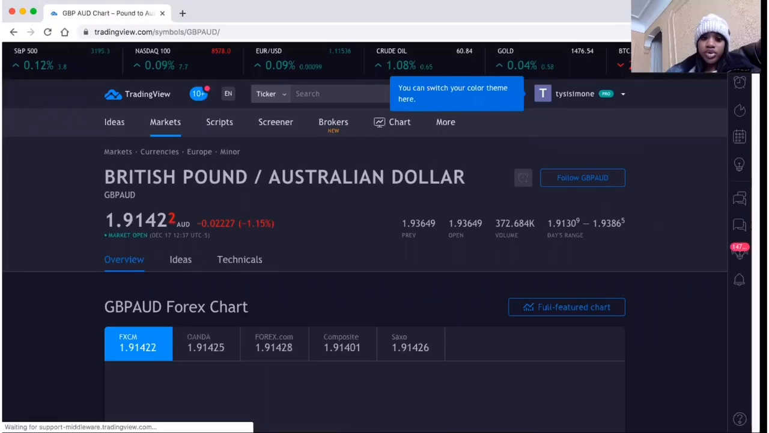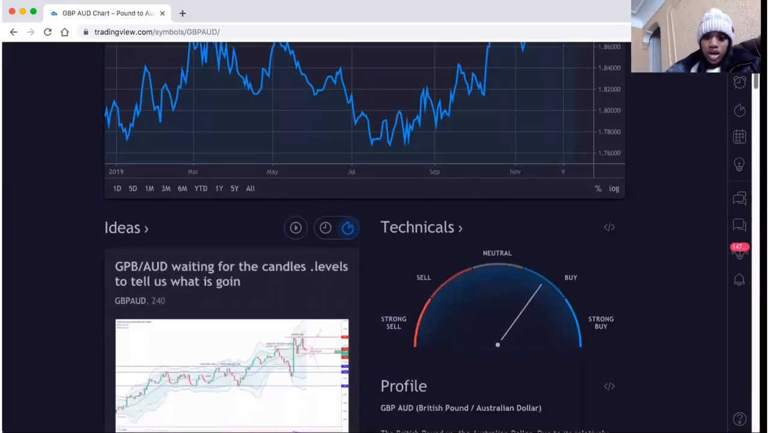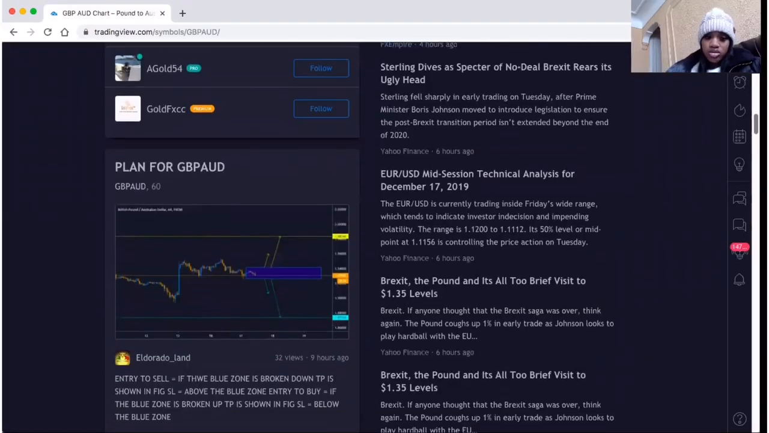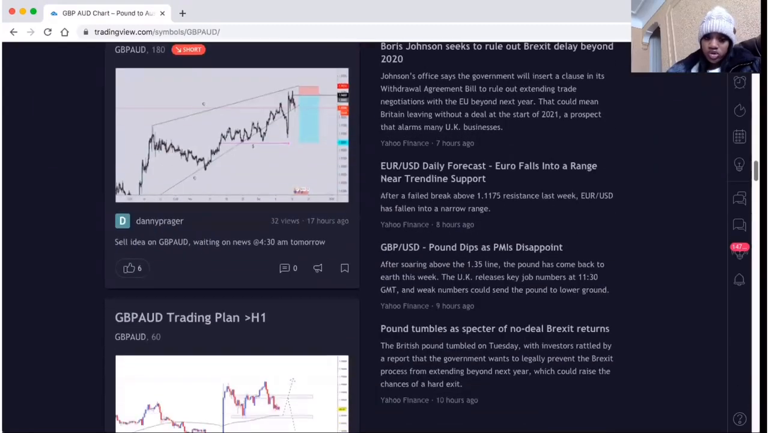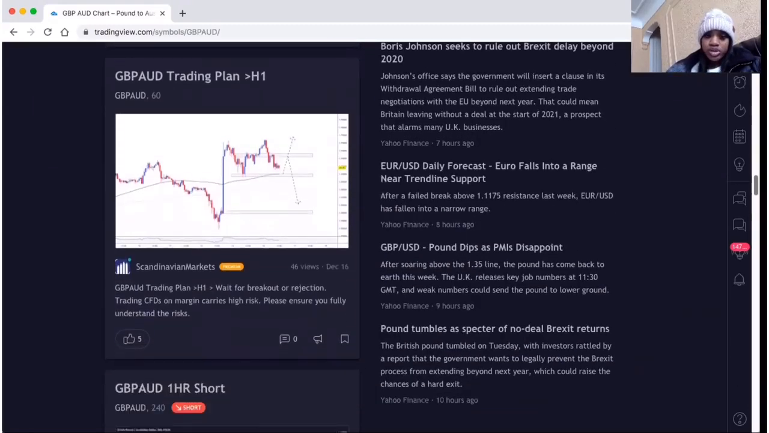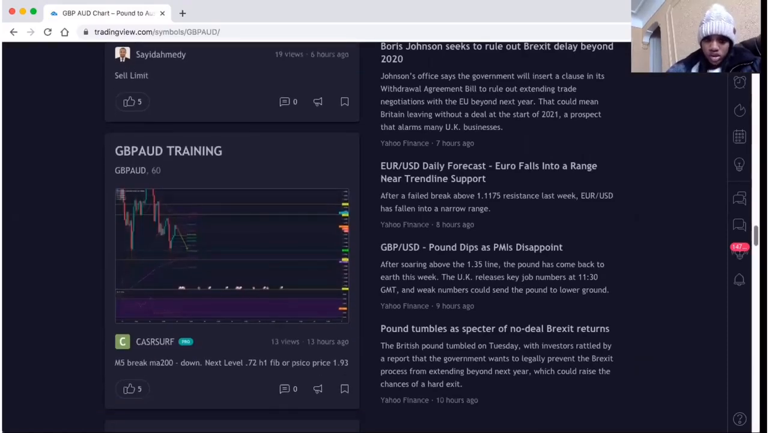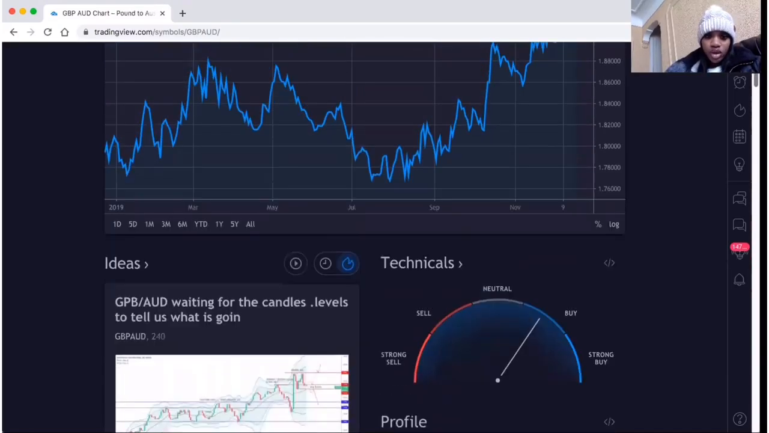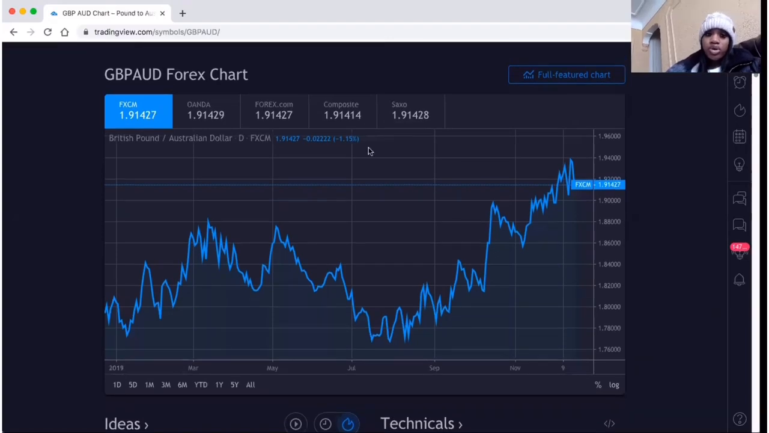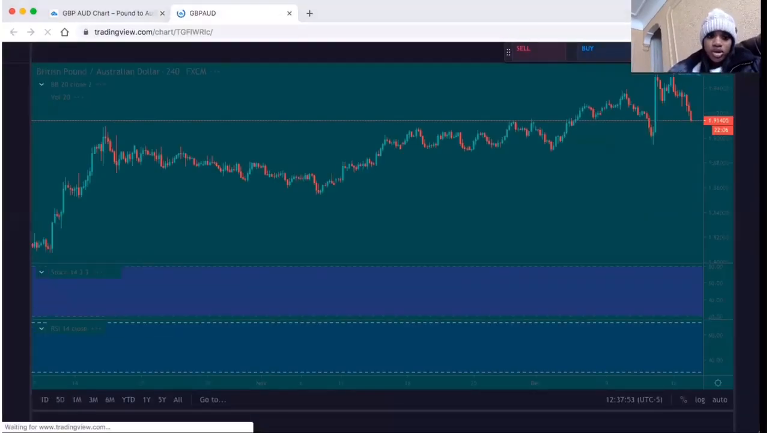Different people's trading ideas of what's gonna happen. If you scroll down, people place their ideas on a trade, so you can look through those and see if you agree or disagree with what you think is going to happen. I see a lot of shorting positions for GBP AUD, so I'm guessing a lot of people think that it is going to go down, which is what I'm seeing from about 13 hours ago and stuff like that. So if you actually want to pull up the chart of GBP AUD and see it, you're going to click on full feature chart right there. Then it's going to load.